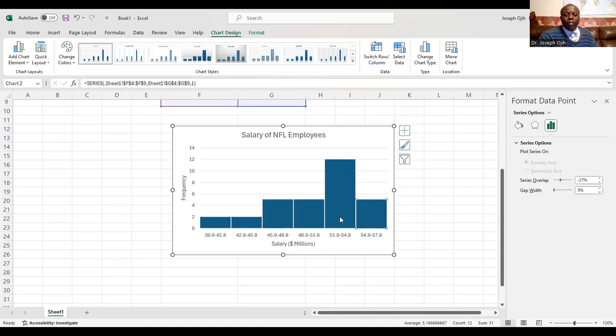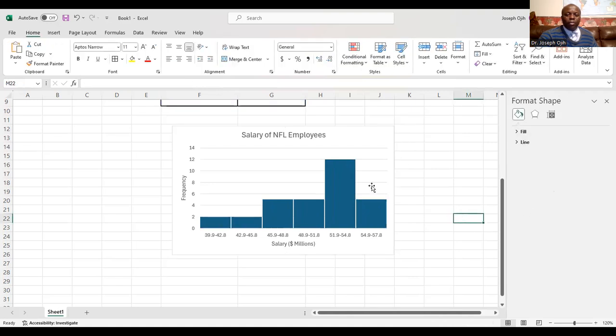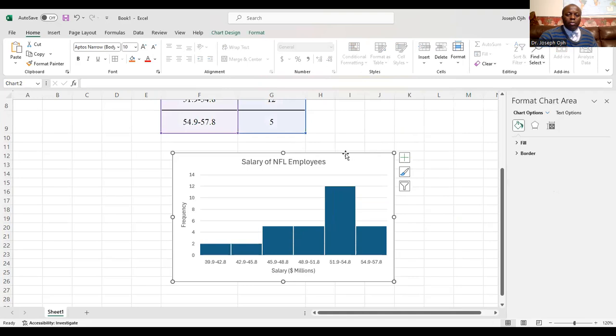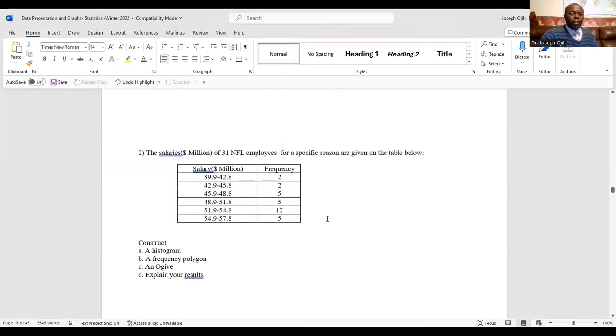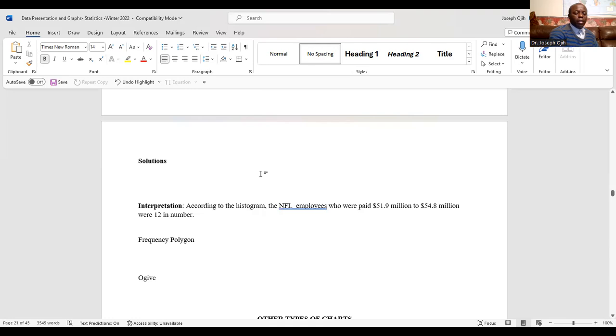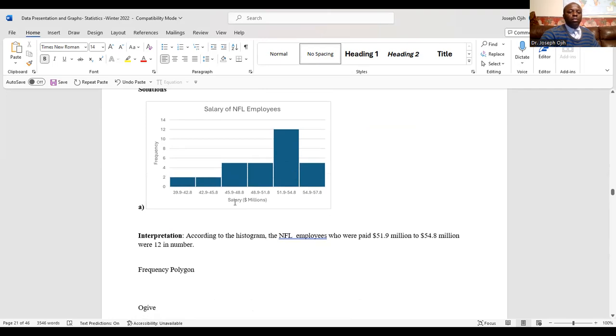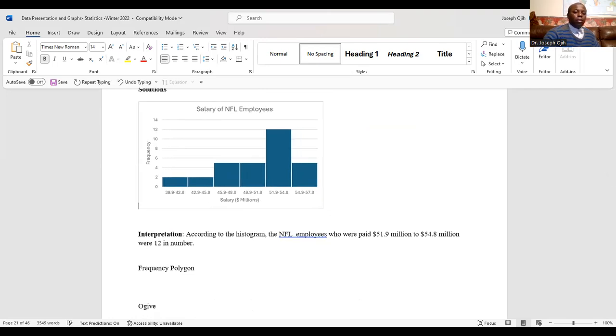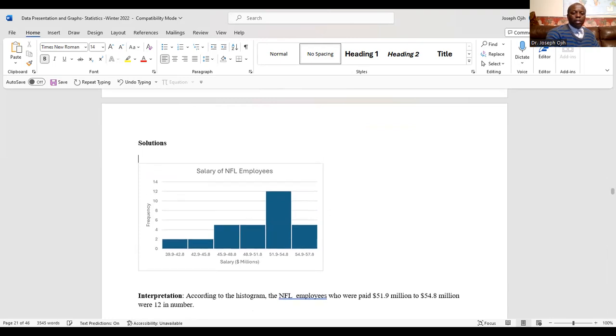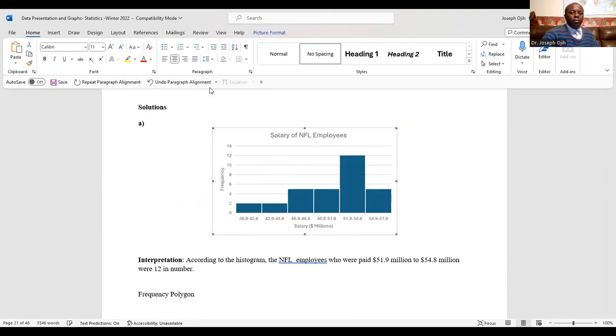Usually I stop at 3. See? Now, click on it, see where my cursor is. Click on this line, then copy it, Control-C. Then you go to your workbook, which is our Word document, and paste it. This is where we are. In the solution, part A, the histogram, Control-V, paste it in that section. Okay, that's part A. You can also click on this and center it.